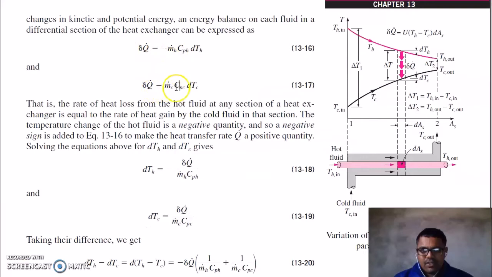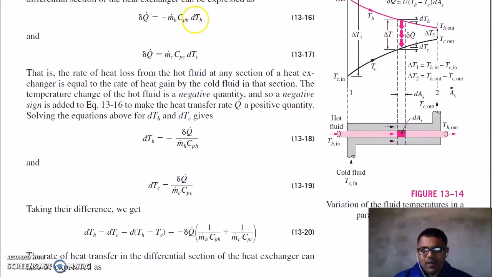So these two equations are equal. That is, the rate of heat loss from the hot fluid at any section of a heat exchanger must be equal to the rate of heat gain by the cold fluid. The temperature change of the hot fluid is negative. So you can see it is a negative quantity because it is dropping. That is why we use the negative sign here, to make heat transfer a positive quantity.